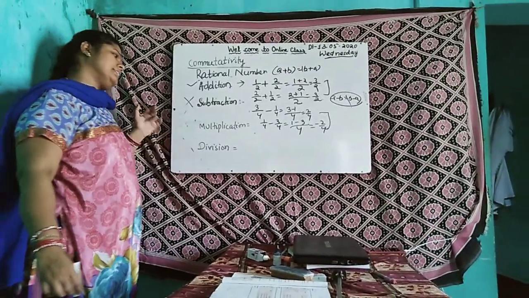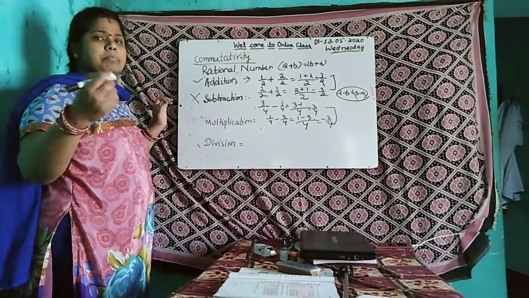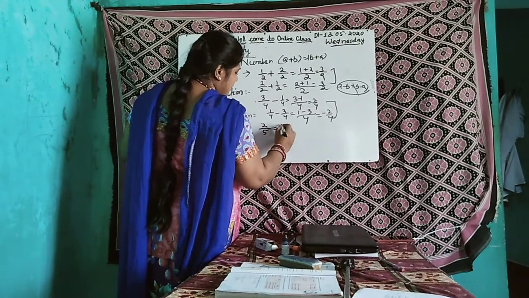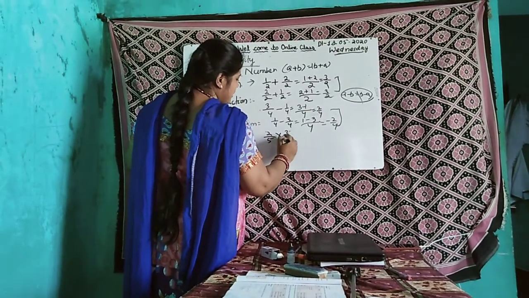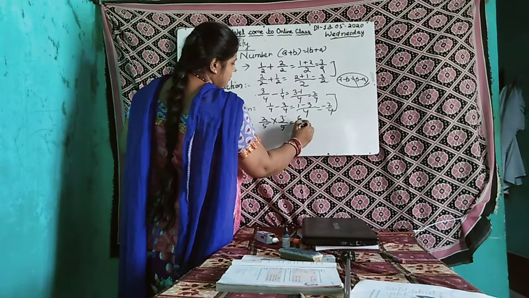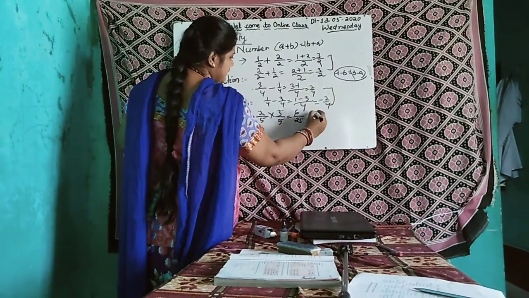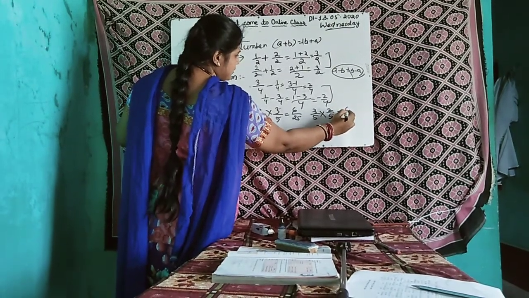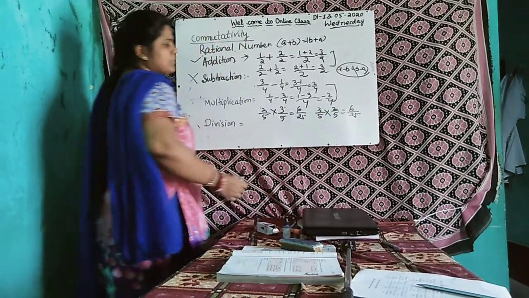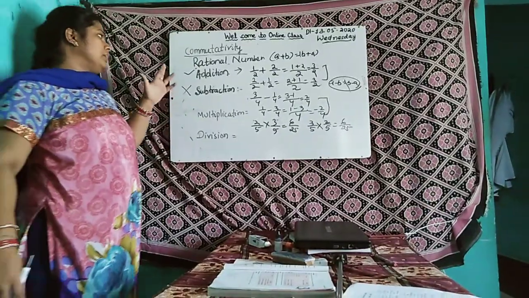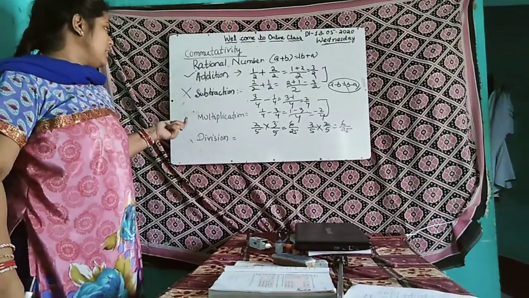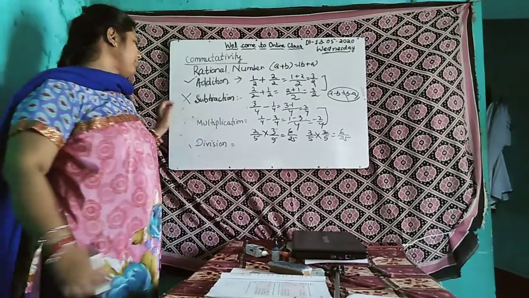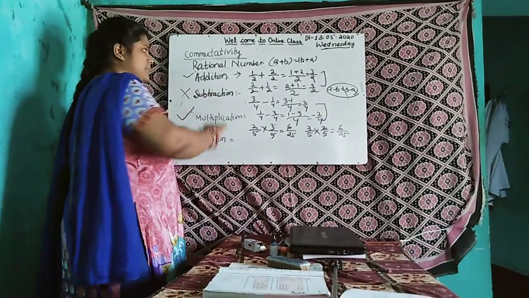Then multiplication, same thing, a into b equals b into a. Let's see if it satisfies the property. Suppose 2/5 into 3/5, that is 6/25. Again change it, 3/5 into 2/5, same 6/25. So we say that rational numbers are commutative under multiplication. The multiplication property is satisfied.